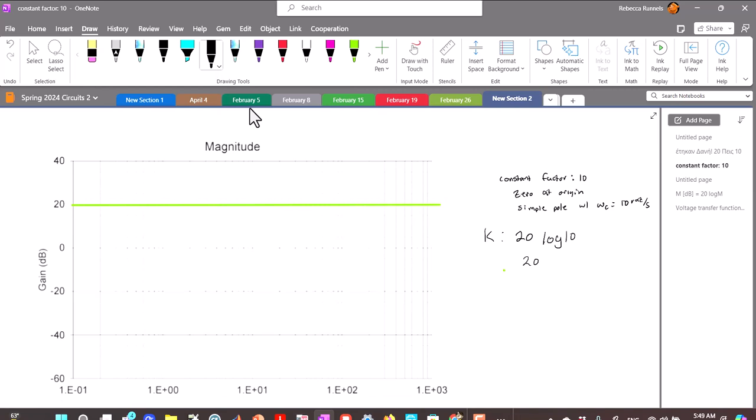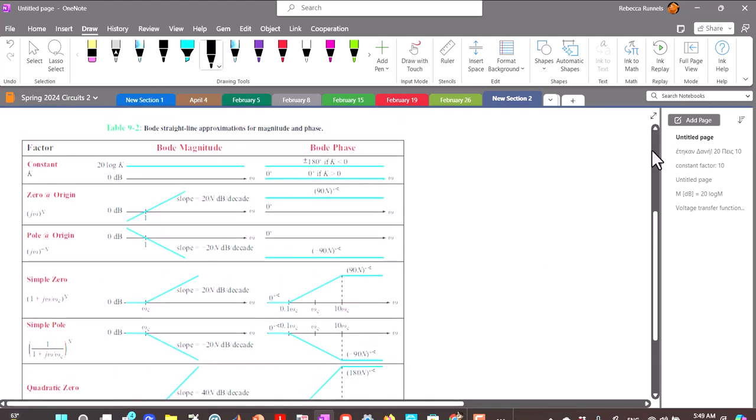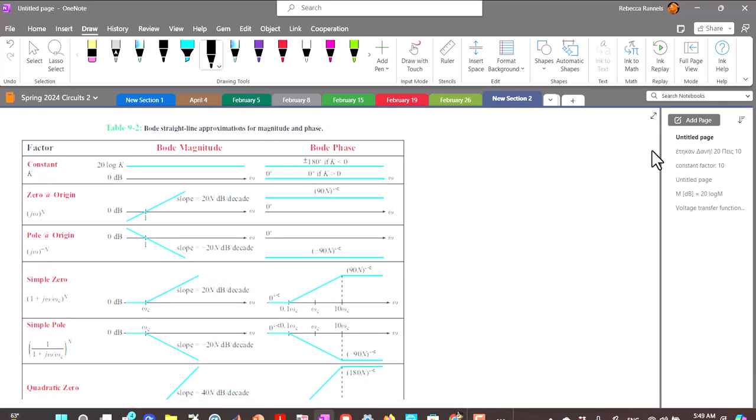Now for our 0 at the origin. Zeros at the origin have a line that goes through 1 and has a slope of 20 n decibels per decade, where n is the exponent or the order. And so ours did not have an exponent, so its n is equal to 1. So it goes through 1 and has a slope of 20 decibels per decade.